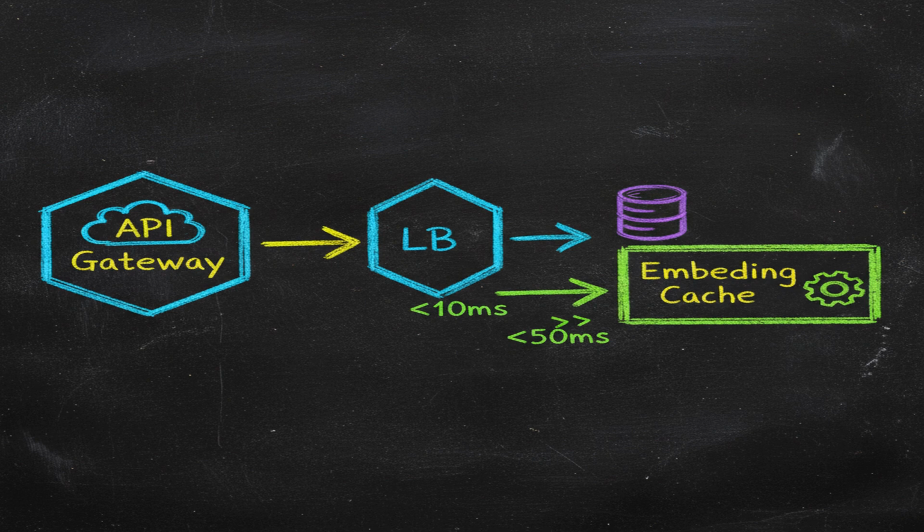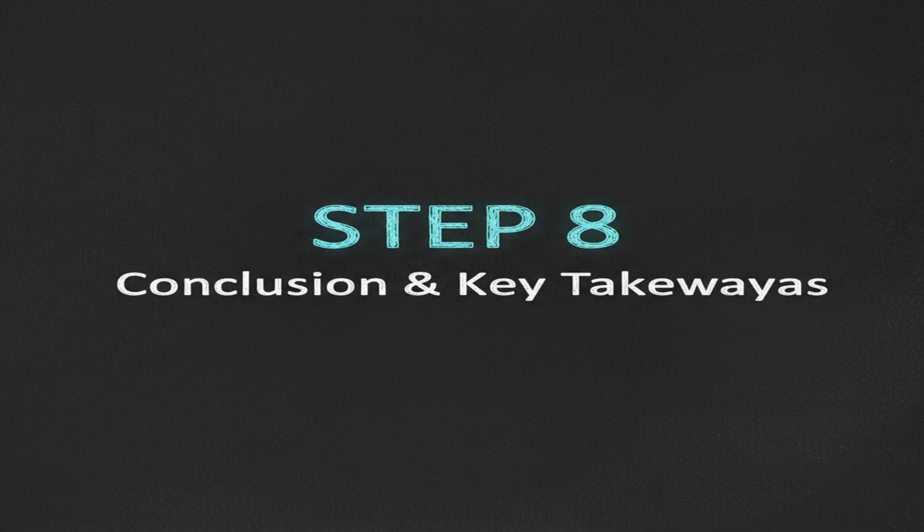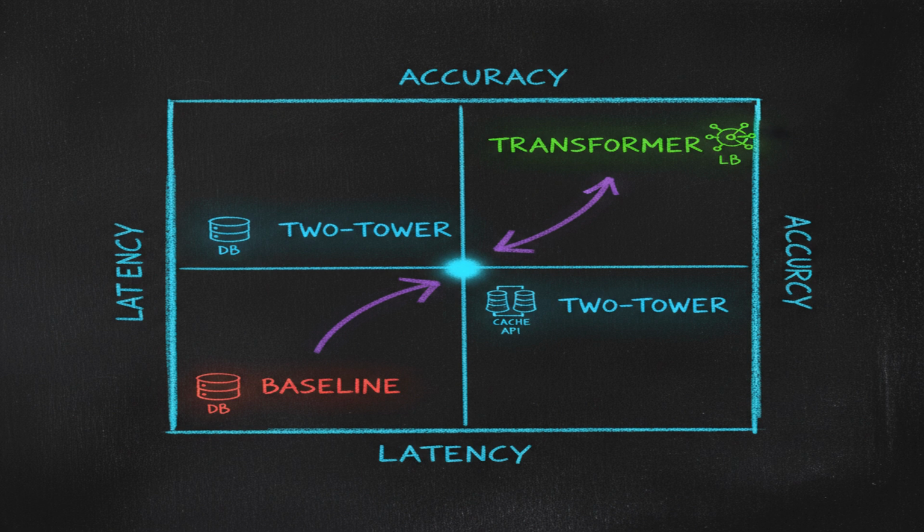We've designed a low-latency serving architecture for real-time ML inference. The key trade-off is latency versus accuracy. A simple baseline gives us low latency, but low accuracy. A two-tower model offers a good balance. A transformer model provides high accuracy, but at the cost of increased latency. If I had more time, I would explore model distillation to compress the transformer model. Remember that 90% failure rate from the beginning? You now have the tools to avoid that fate.